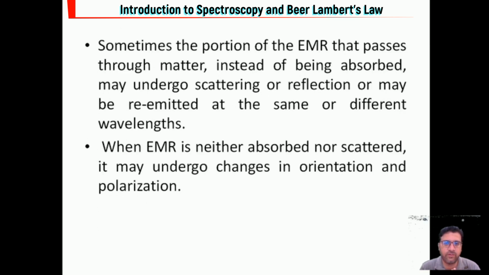Sometimes a portion of the electromagnetic radiation that passes through matter, instead of being absorbed, may undergo scattering or reflection, or may be re-emitted at the same or different wavelengths. When electromagnetic radiation is neither absorbed nor scattered, it may undergo changes in orientation and polarization.